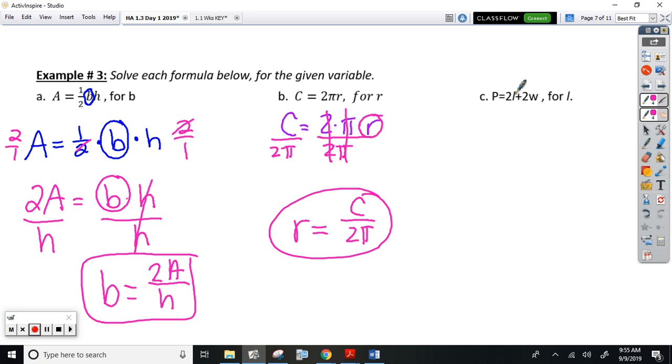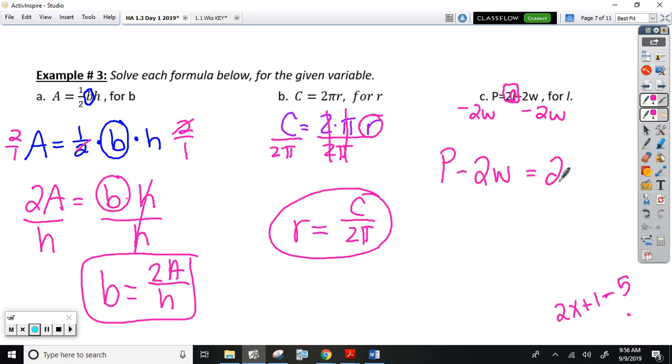Now C is going to be a little bit harder because we have probably more than one step. They want us to solve for L. So in this case, I see multiplication and addition. Just like if you're solving a regular equation with numbers, you would subtract the 1 first, right? And then divide by 2. So the same thing is going to go up here. If I want to solve for 2L, I'm going to leave this where it's at and move the 2W over. So I see plus 2W, the inverse is minus 2W. So I have P minus 2W equals 2L.